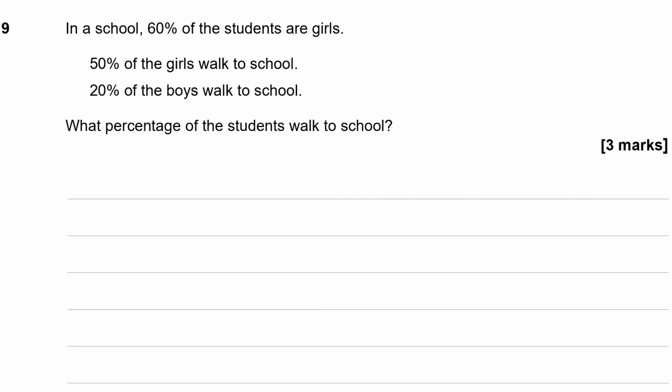In question 9, we're told that a school has 60% of their students being girls, and of those, 50% of the girls walk to school and 20% of the boys walk to school. What is the percentage of students who walk to school? Now, first thing to note in this question is that there's no number of students given, so we're just working purely with percentages. If it makes it easier for you to think about, then you can just assume that there are 100 students.